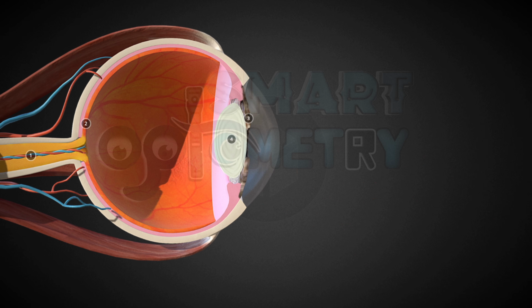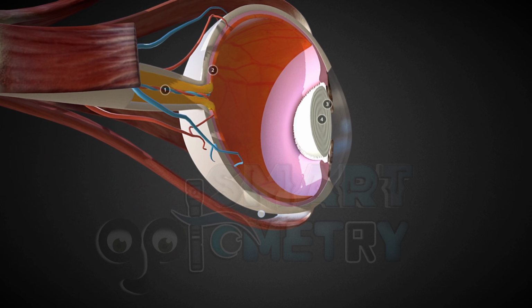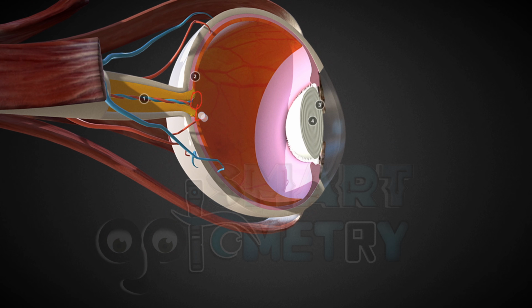Our retina extends from the optic disc to the ora serrata. Here, this is our optic disc, and the terminal point of the retina is the ora serrata. Here, this is the area of the ora serrata. And our retina extends from the optic disc till the ora serrata.